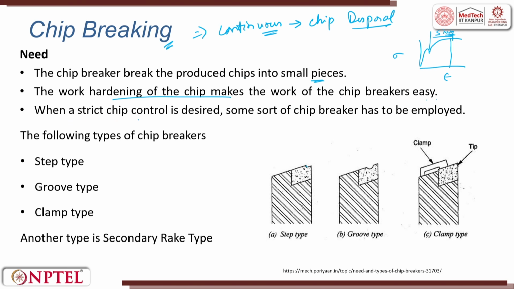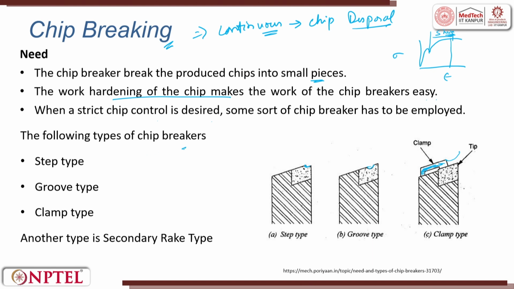When strict chip control is desired, because a continuous chip can get entangled while machining and disturb the machined surface, we can have chip breakers as shown here. We can have one at the cutting edge, slightly offset from the cutting edge, or we can have an external support to the tool. When the chip moves, it hits the clamp and then it tries to break.